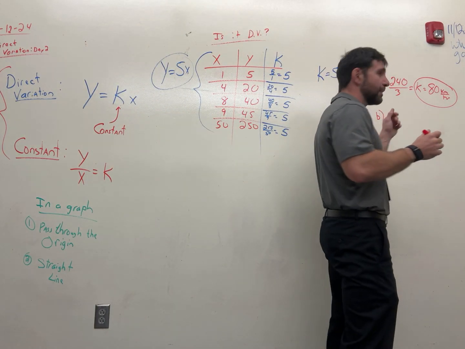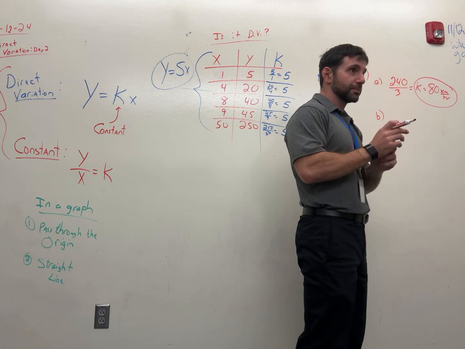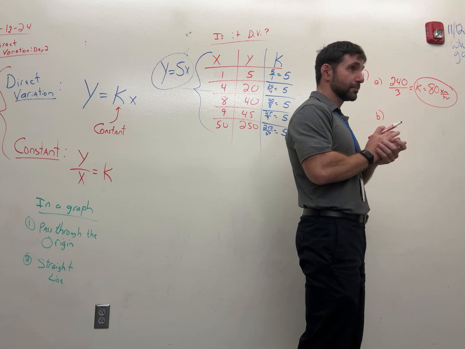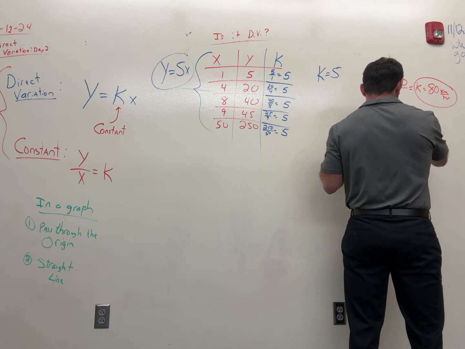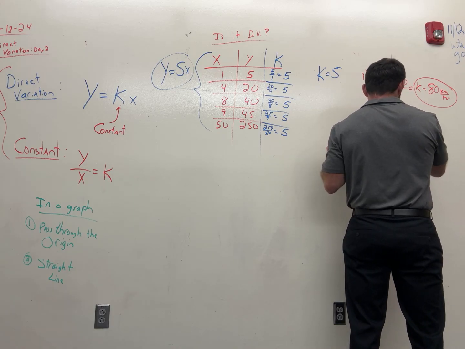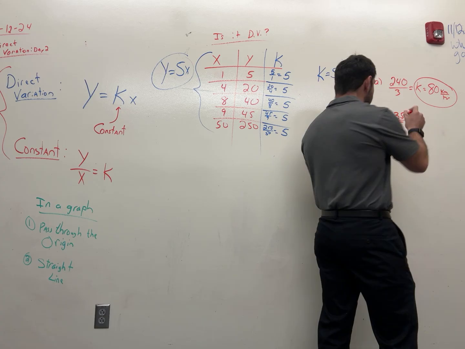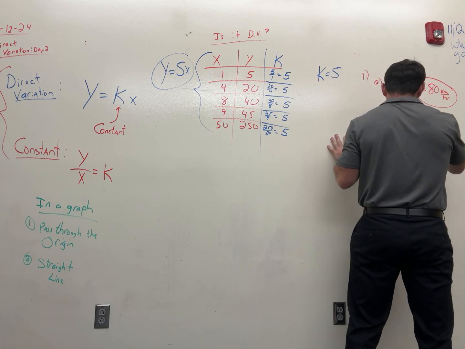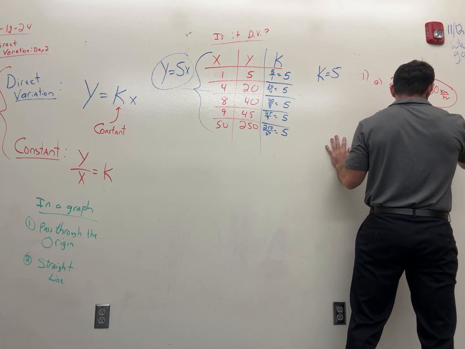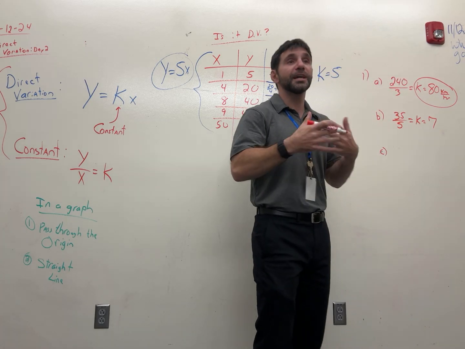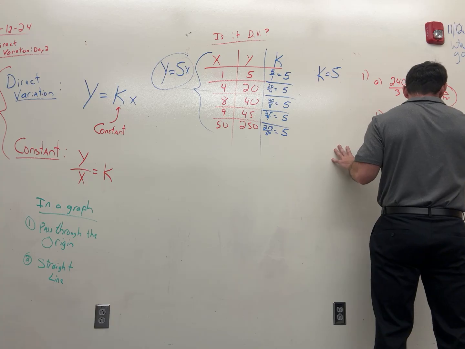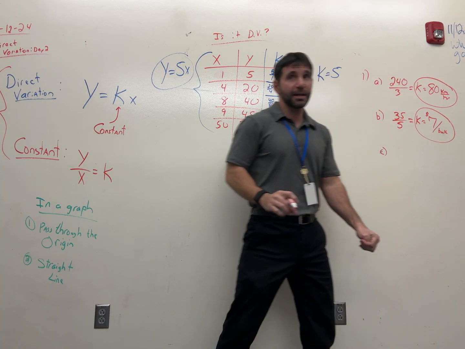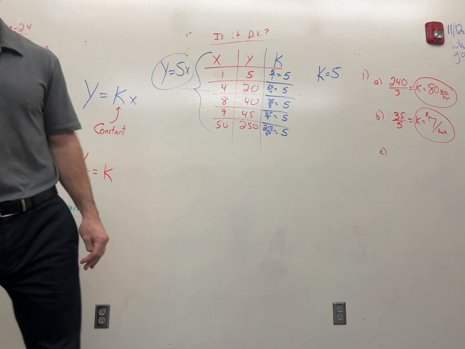So Olivia, what am I dividing in letter B? 35 by 5, right? And it's $35 for 5 books, right? So that's my constant, which gives me 7. Well, 7 what? It's $7 per book. So my constant is $7 for every 1 book.